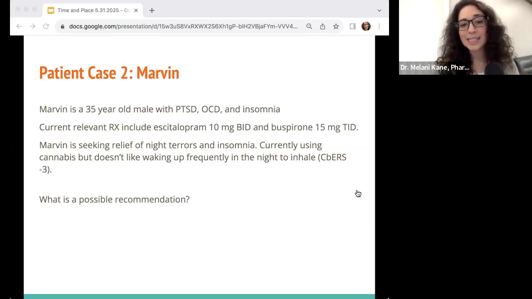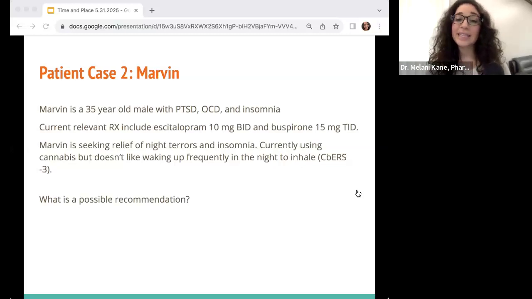And in our last patient case, we have Marvin, a 35-year-old male with PTSD, OCD, and insomnia. Current medications include escitalopram and buspirone. And his goals of therapy are night terrors and insomnia. And he's currently using cannabis. So he's using it already, but it's not working well for him because he's having to wake up in the middle of the night. So in that case, you could argue it's timing.